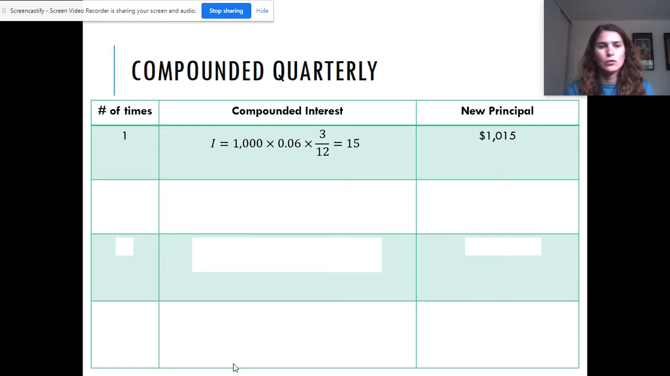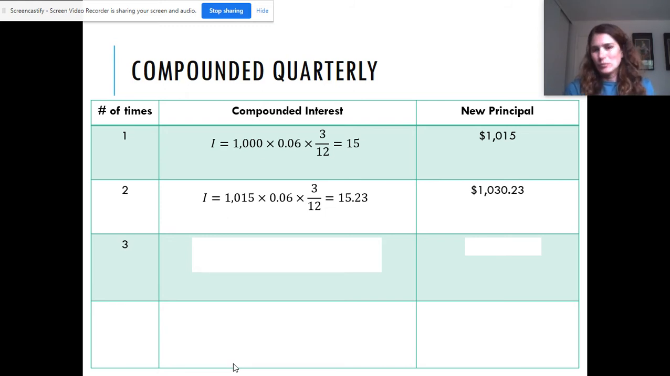We're now going to use that new principal on our second time around here. You will see that we use all the same interest rate and time, and now we multiply the 1,015 times 0.06 times 3, hit enter, divide by 12, and we get $15.23. Now we're going to add that $15.23 to our 1,015, getting our new principal of $1,030.23.